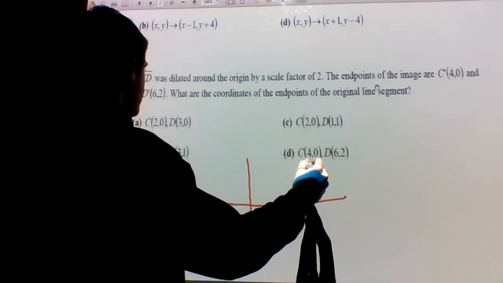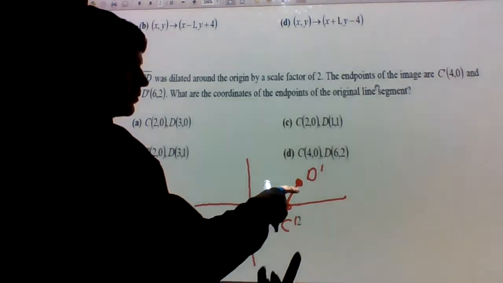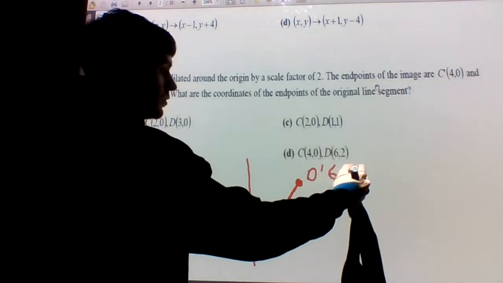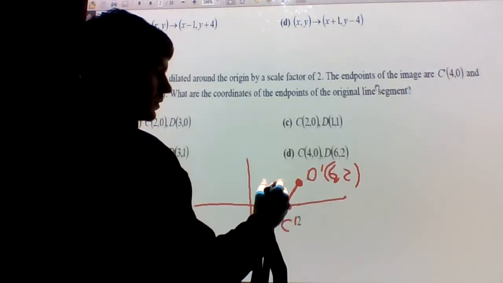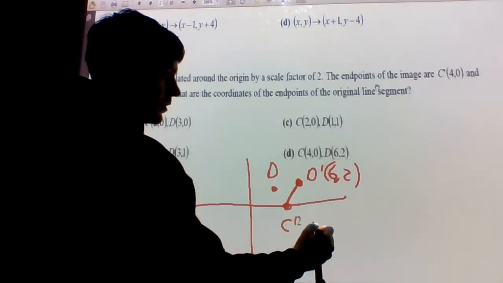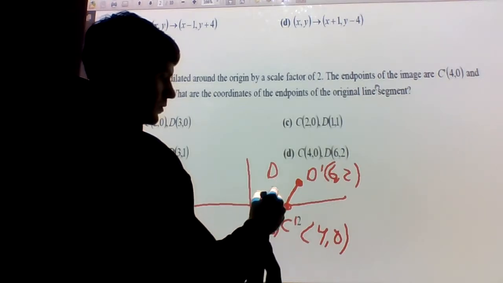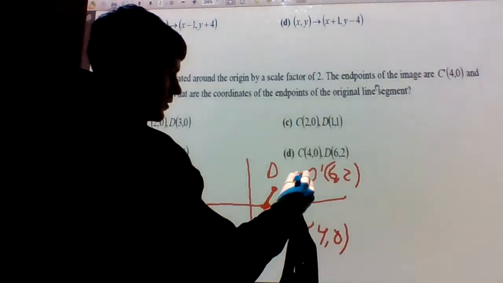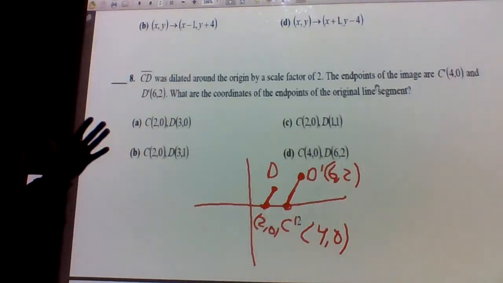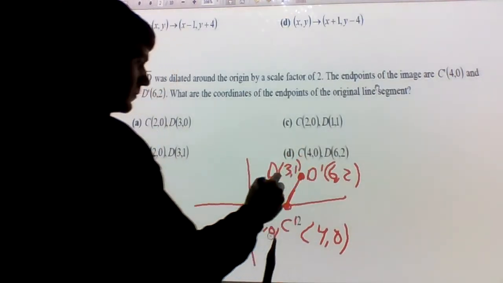So here is D prime, here is C prime, but it was dilated away from the center by a factor of 2. So if we want to go reverse, we're going to have to end up dividing by 2. So D prime was 6, 2. So D originally would have been half of that, 3, 1. Okay, C prime was 4, 0. So C originally would have been half of that, which is 2, 0. So here's our original line segment. It's been dilated away from the origin by twice. Every point on that segment is twice as far away. Right, so to work it backwards here, 3, 1.